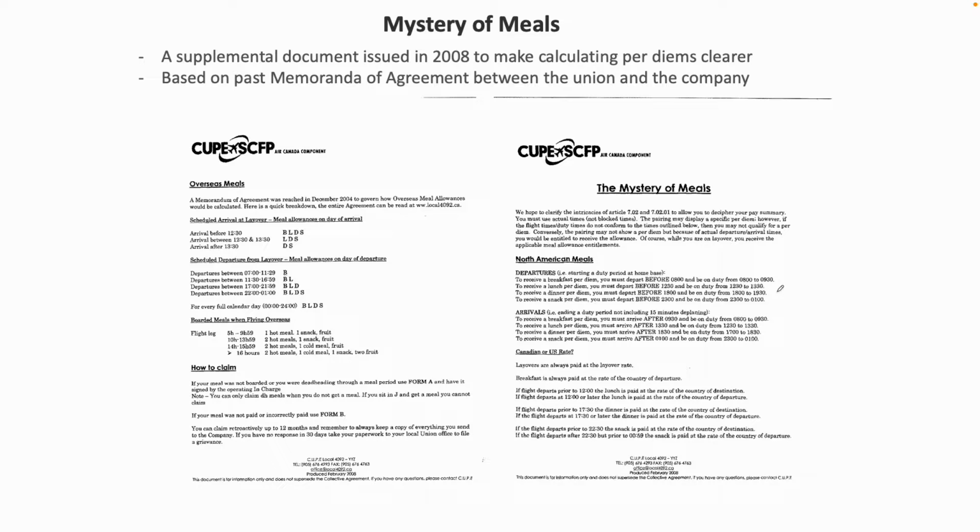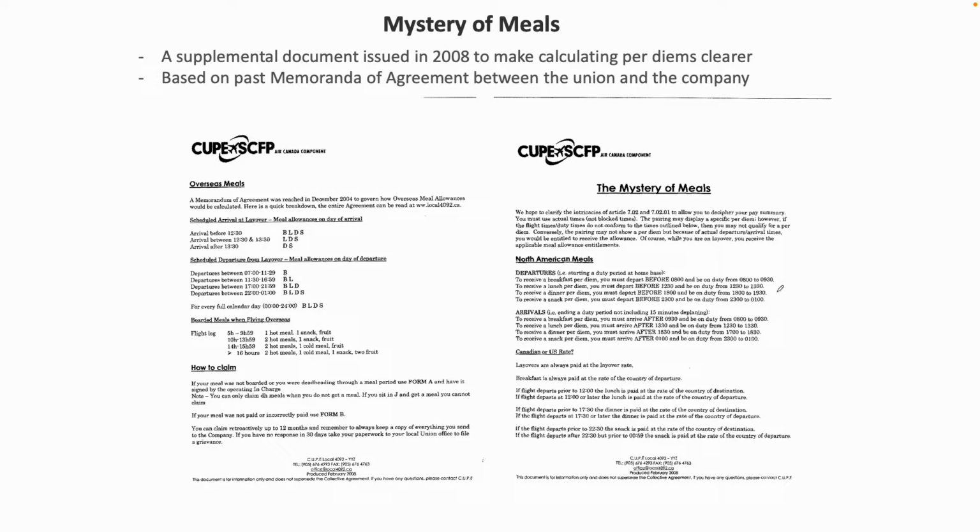All right, so the Mystery of Meals is a supplemental document that was issued back in 2008. And this was intended to help make per diem calculation more clear than we have it in the collective agreement. Article 7.02, as mentioned before, goes over the amounts for Canadian and US meal allowances, but there isn't a whole lot expanded on about how the overseas or the other destinations are calculated besides those.